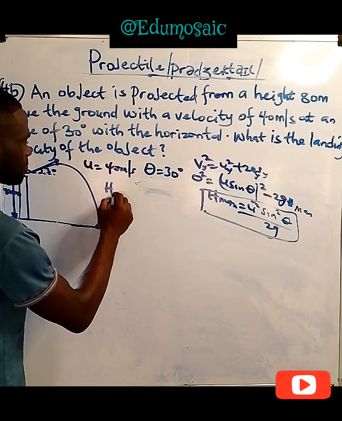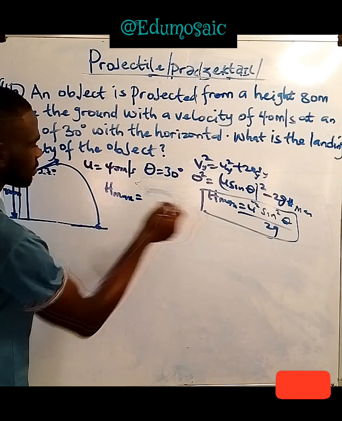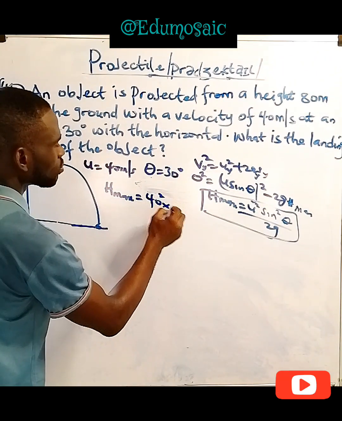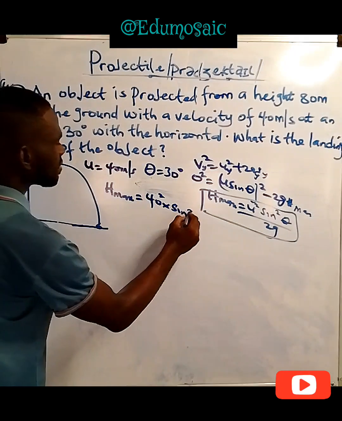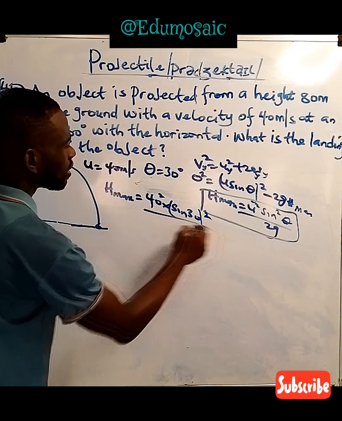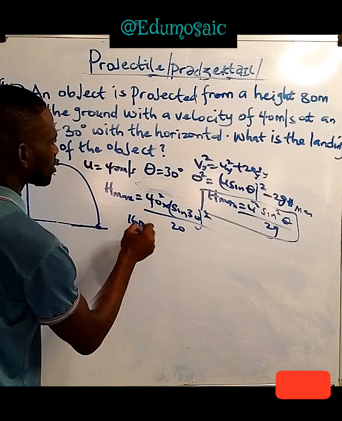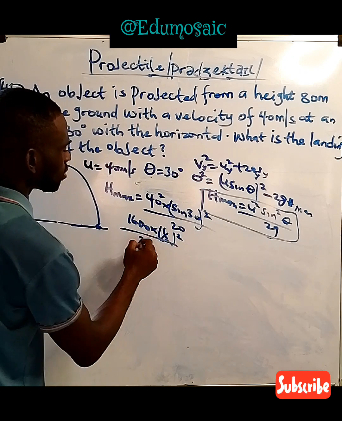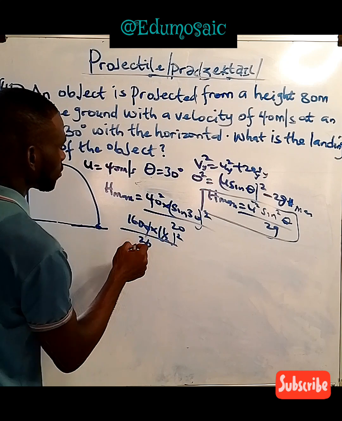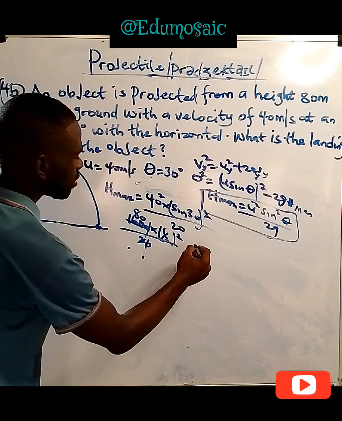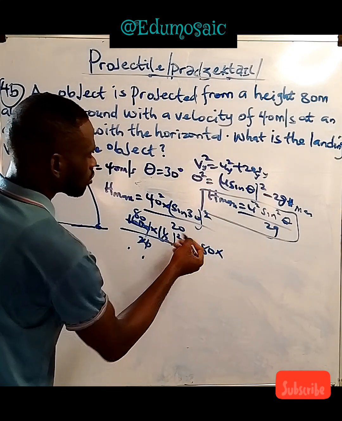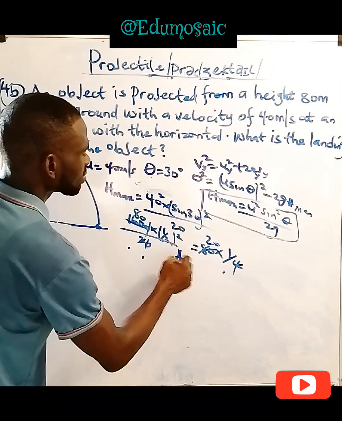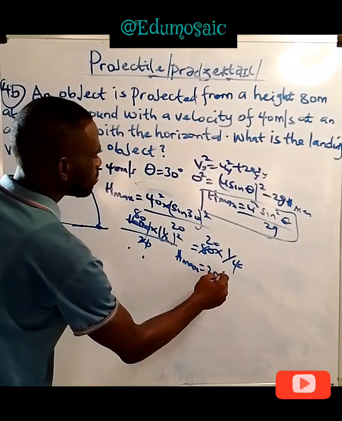So the h max, the max height attained: initial speed is 40 meters per second, 40 raised to power 2, times sine 30 raised to power 2, divided by 20. That's 1,600. Sine 30 is 1 over 2, raised to power 2, over 20. 2 times 10 is 20, 20 into 1,600 gives 80. So what do we have? 80 times 1 over 2 raised to power 2, which is 1 over 4. 4 into 80 is 20. So the max height attained is 20 meters.